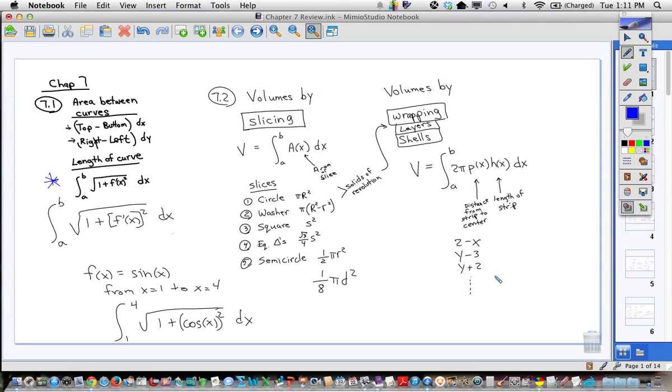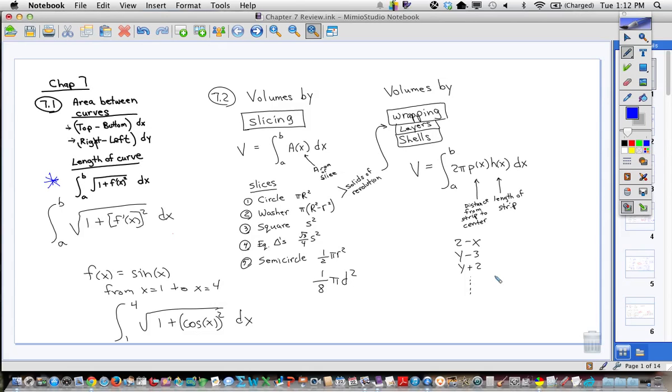So that's it. Separation of variables, the work, area between curves, length of a curve, that's 5 or so problems, and then half the quiz. The other 4 or 5 problems would be volume, various types of volume. Questions? I kind of ran through that pretty quick.